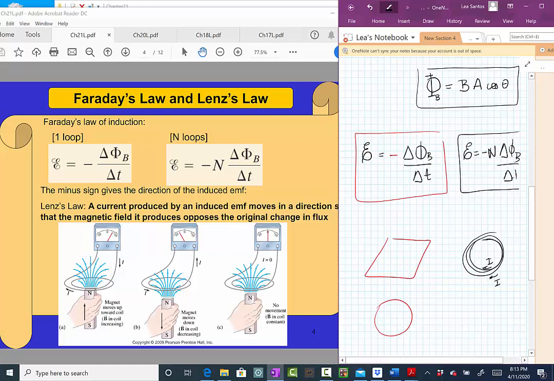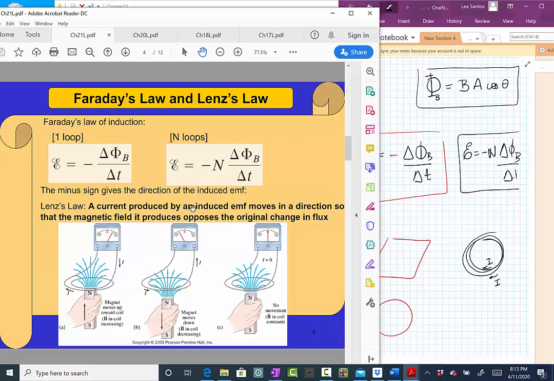Okay, so this receives a name. It's Lenz's law, which says a current produced by an induced EMF moves in a direction so that the magnetic field it produces opposes the original change in flux. Before, we talked about change in magnetic field, but it's more than that. It's actually change in flux.